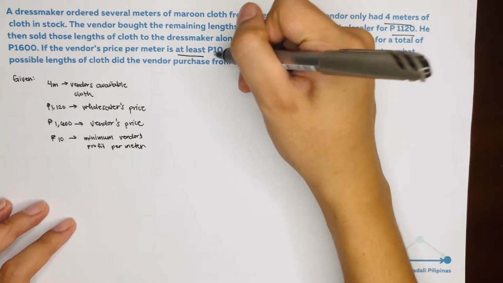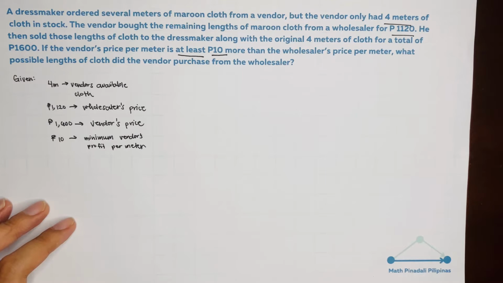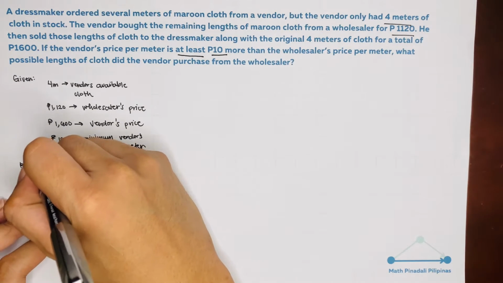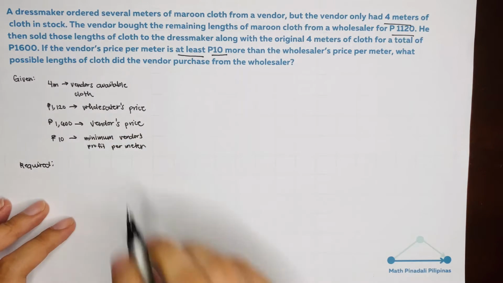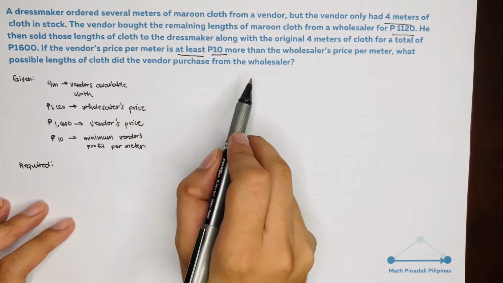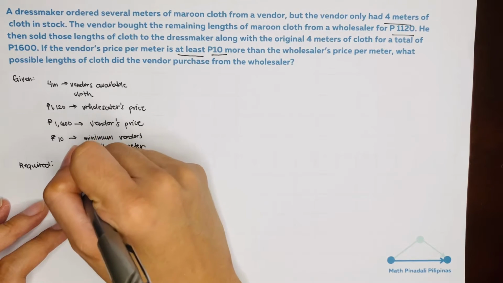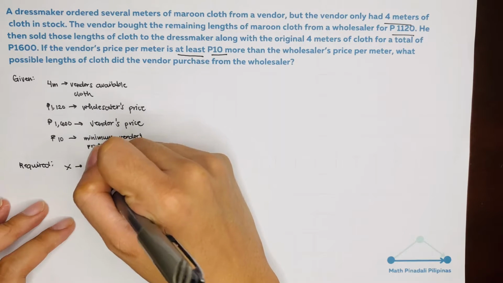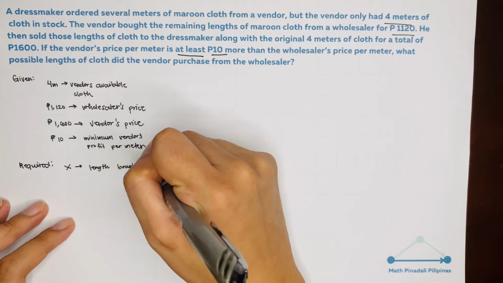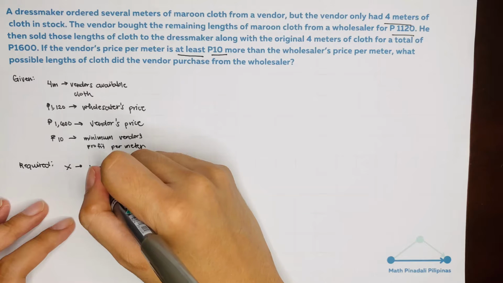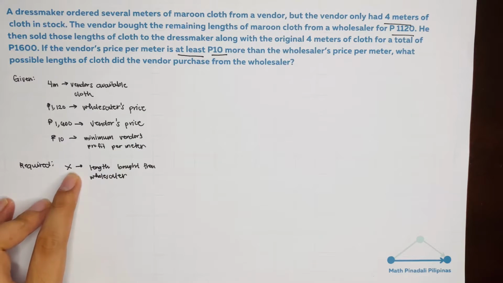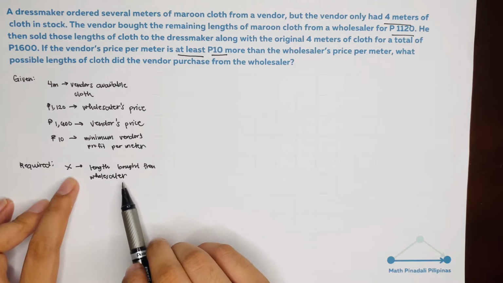Okay, so na-cover natin lahat ng given natin. So required is what possible lengths, let's say, of cloth did the vendor purchase from the wholesaler. Let's say X length bought from wholesaler. So X as the length ng cloth na binili niya dun sa wholesaler.